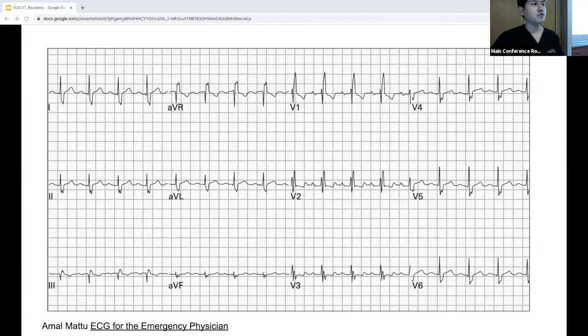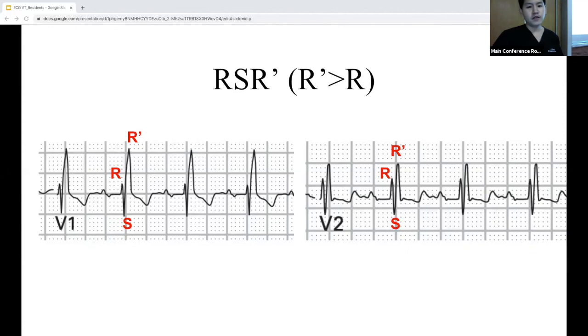What are some classic features of a normal right bundle branch block? RSR prime. So someone mentioned RSR prime. Anything else? R prime greater than R in V1, as was mentioned. So the first one, V1, V2 often has an RSR prime, and the R prime is usually greater than the R. This means the right bunny ear is bigger than the left bunny ear.